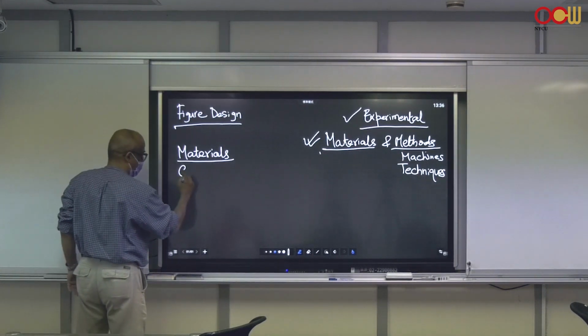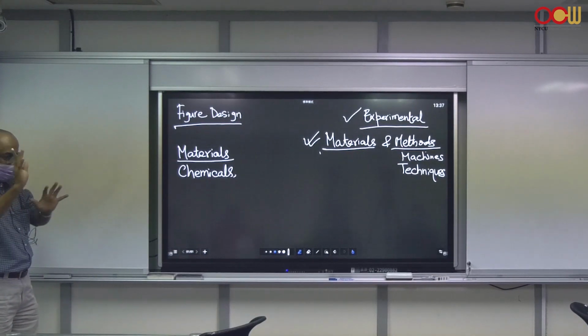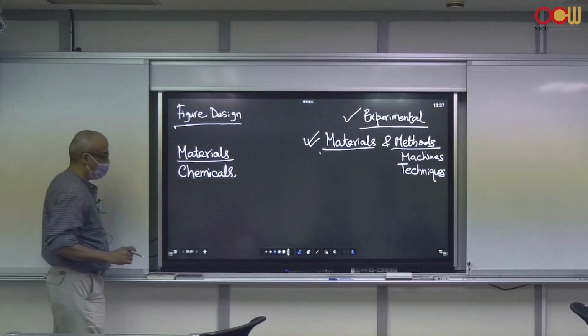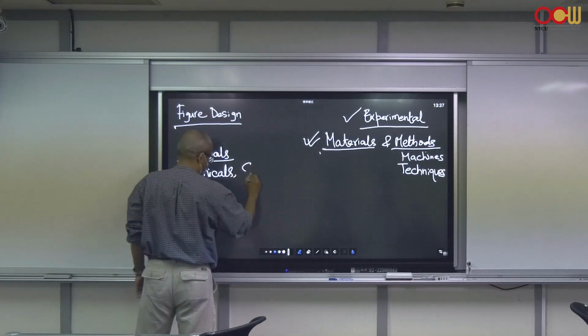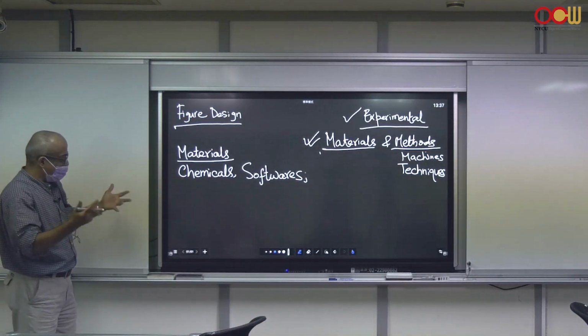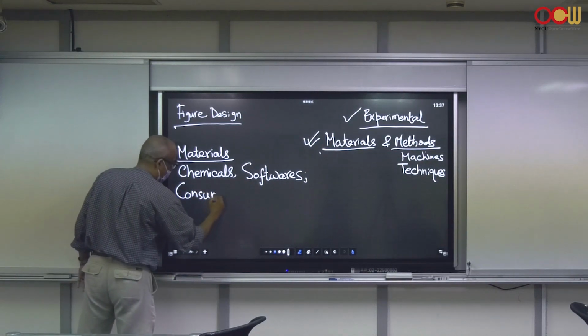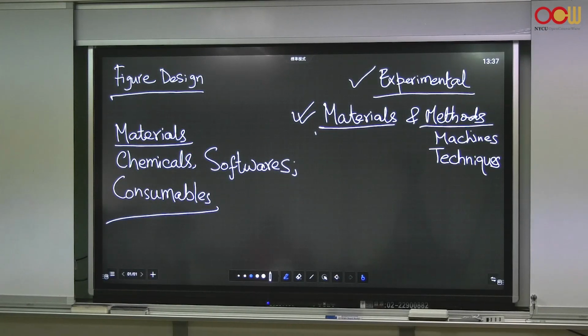So materials can be chemicals. Can be chemicals that you purchase from different companies. Materials can be softwares. So chemicals, software, or any consumable. In general, we say any consumable that you will use up. So these are the materials.